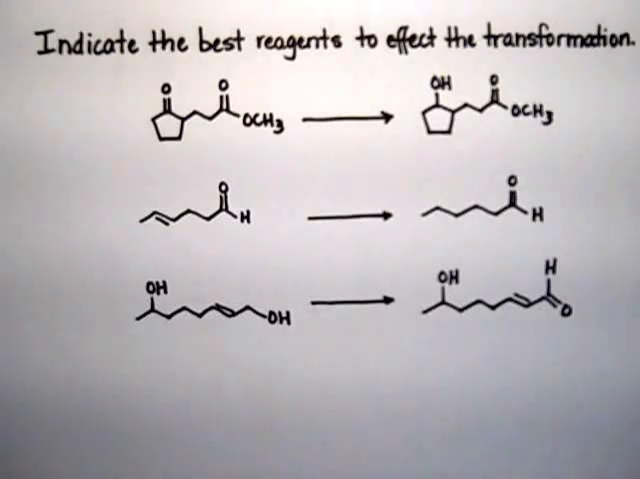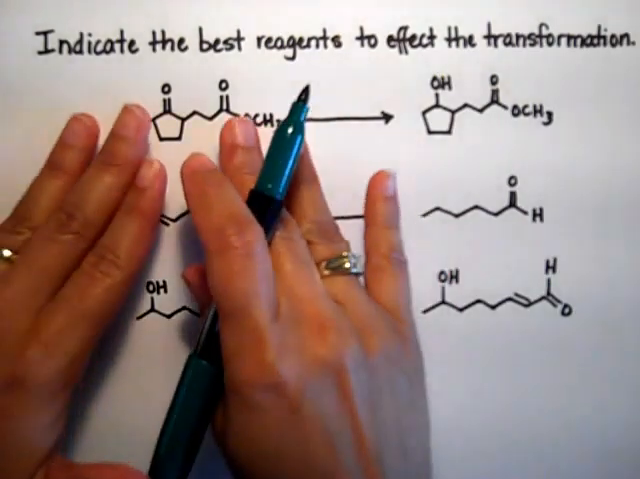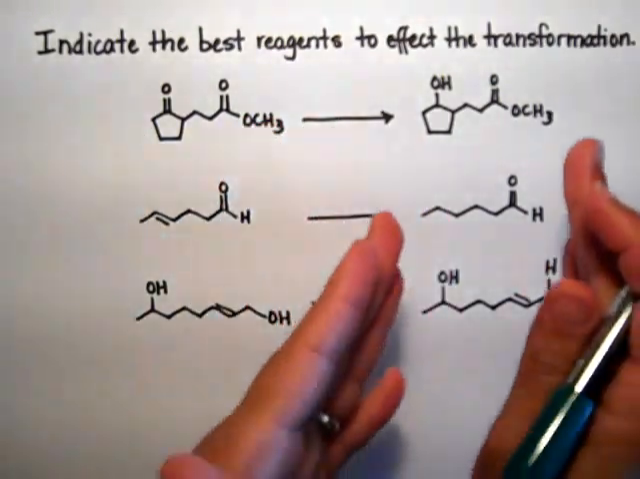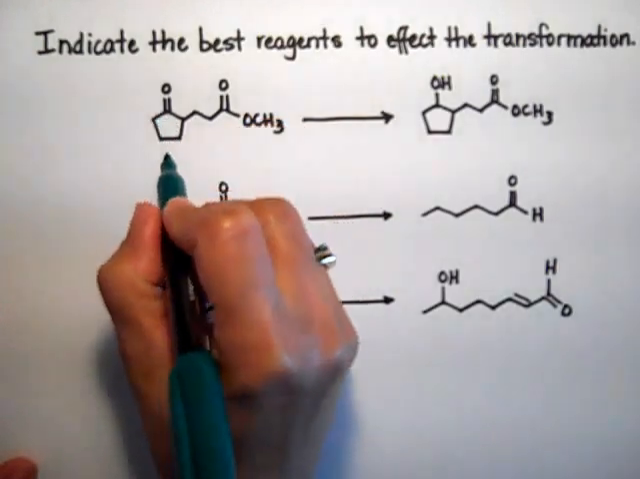We need to find out the best reagents to do the transformation that they show us. So you need to very carefully analyze what you have on the starting material and the reaction they want you to do. Okay, let's start on the first one.